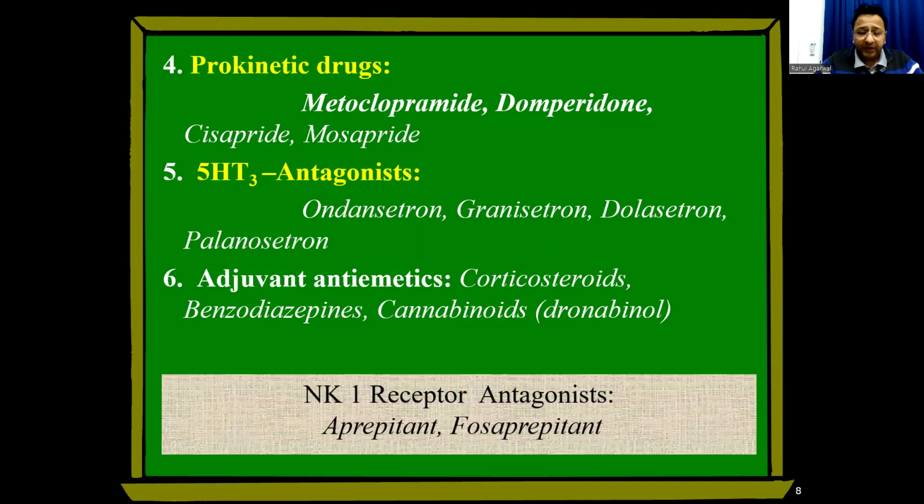And one very important new addition is the NK1 receptor antagonist. In the NK1 receptor antagonists, we have aprepitant and fosaprepitant. That is the NK1 receptor antagonist that is very helpful in delayed nausea and vomiting that happens because of cancer chemotherapy. Okay, so this was the classification of antiemetic drugs.